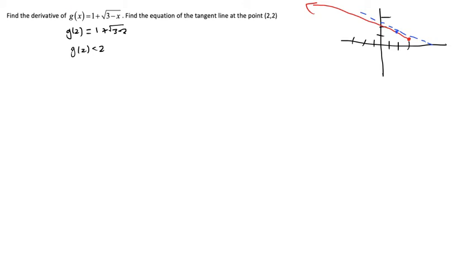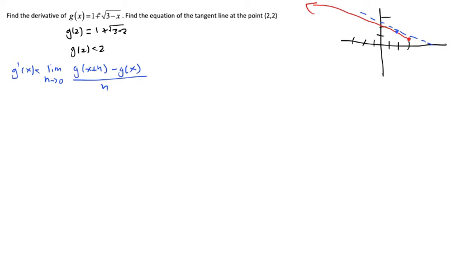First thing is we need the slope. How do we find the slope? Well, there's only one way that we've learned to find a derivative. G prime of x is going to be the limit as h approaches 0 of g of x plus h minus g of x all over h.